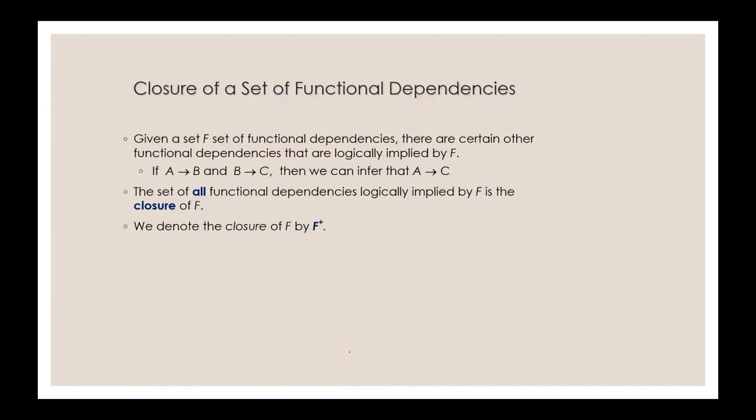Okay, so closure of a set of functional dependencies. If we have A determines B and B determines C, given these two, we can infer that A determines C. So the set of all functional dependencies logically implied by F is called the closure of F. And we denote this using this plus sign next to F. So this is the closure of F.